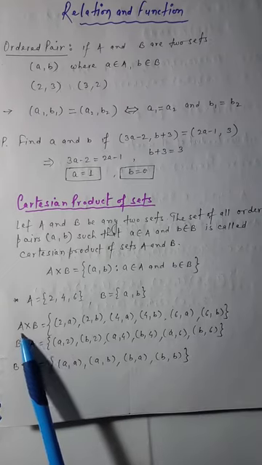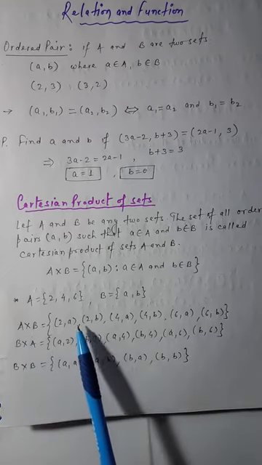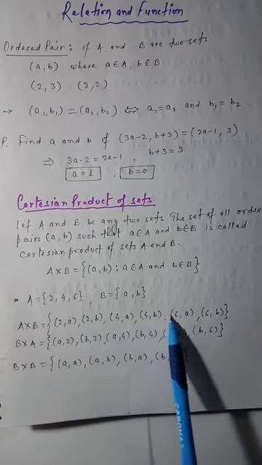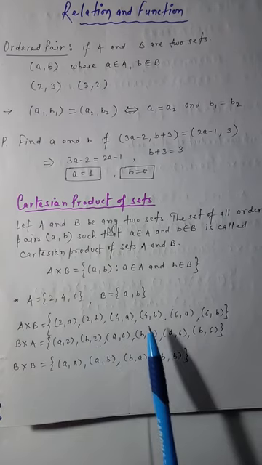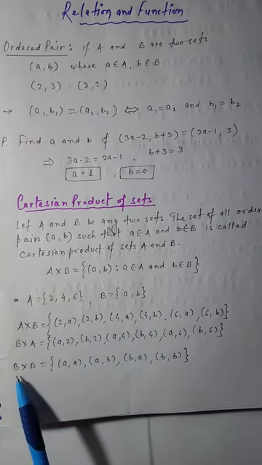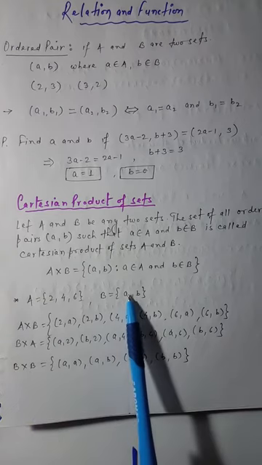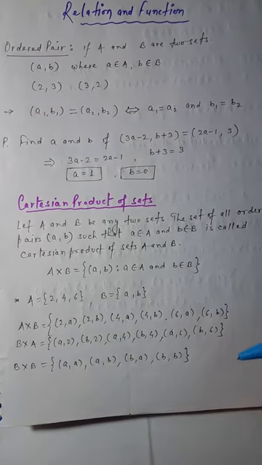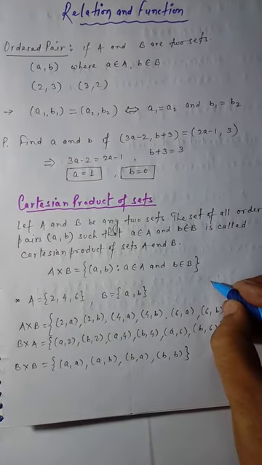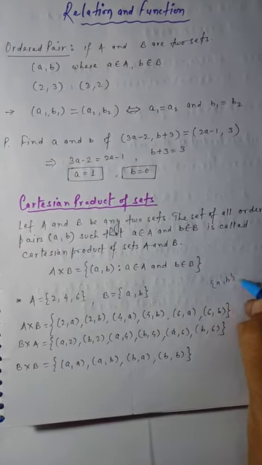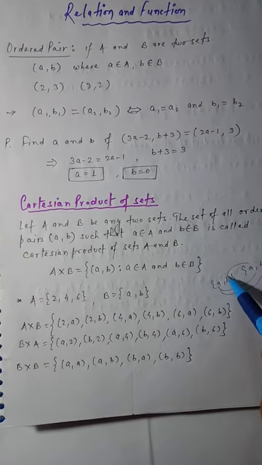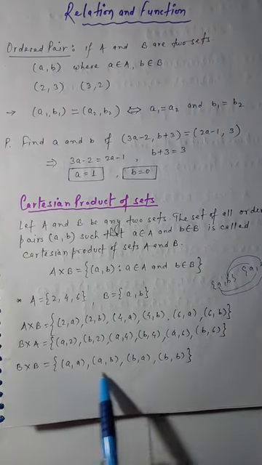It means while writing B cross A, you have to only change the order of the elements. The rest of the elements are the same. Similarly, what will be B cross B? B cross B means you do one thing: write one more B. A comma B, A comma B. So this is A comma A, comma B. Similarly, B comma A, B comma B. So this is B cross B.